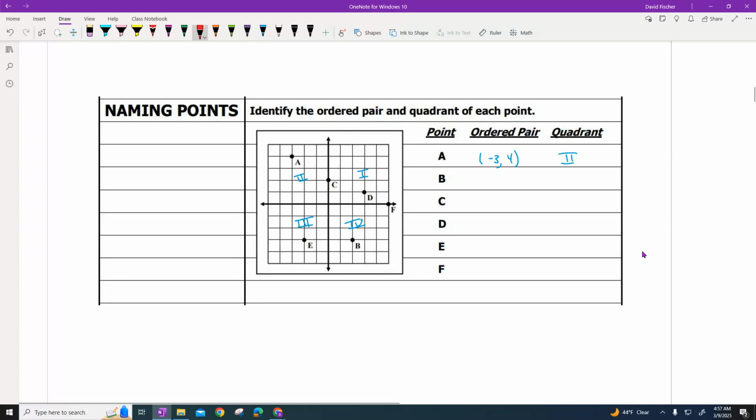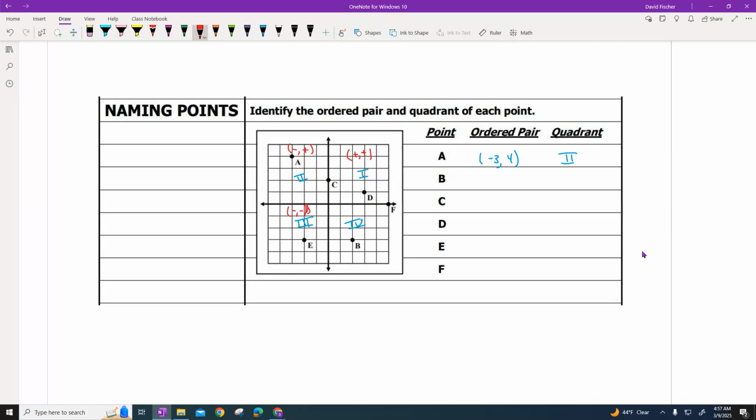Another thing to think about is that if it's in quadrant 1, the first part of the coordinate is going to be a positive, and then the second one's going to be a positive. They're both positives in this quadrant. In quadrant 2, we're going to go to the left, so the first number should be a negative, and the second number should be a positive. Down here in quadrant 3, it's going to be a negative, negative.